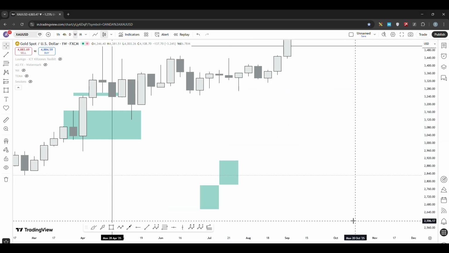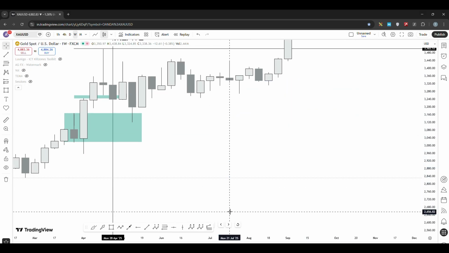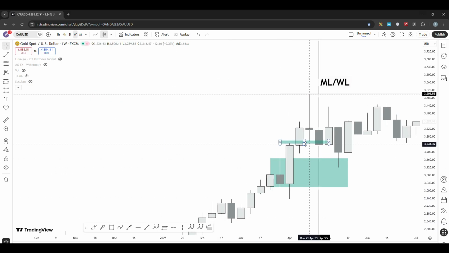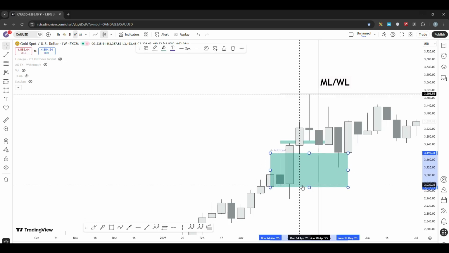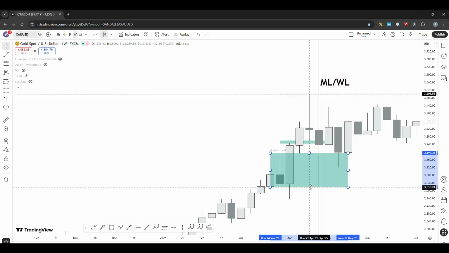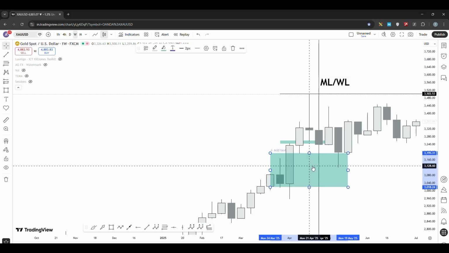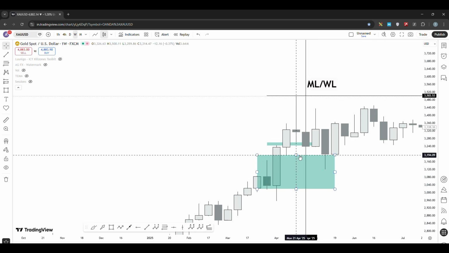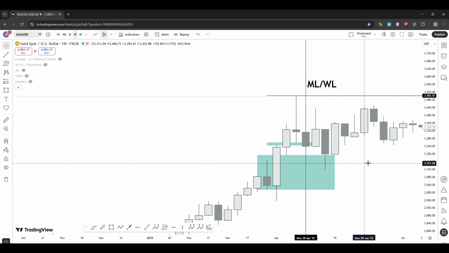Okay, so here also you can see we have got multiple fair value gaps, right? You see we have got this as the first one. Okay, so this is also important. This as the last one. We see this as the fair value gap, and this as the order block. So you can consider the fair value gap and the order block as one single POI, one single point of interest. That's also fine. Or if you want to consider them separately, that is also fine.